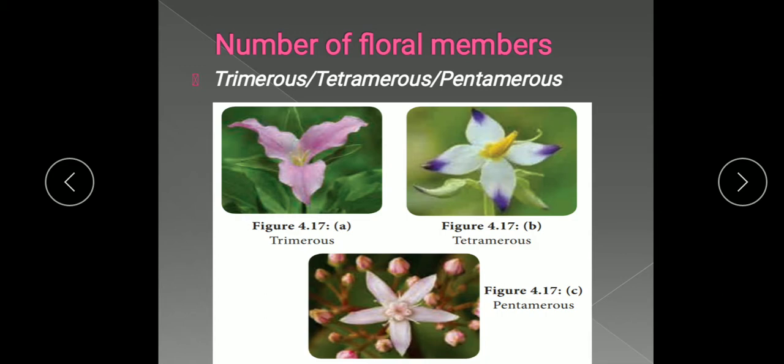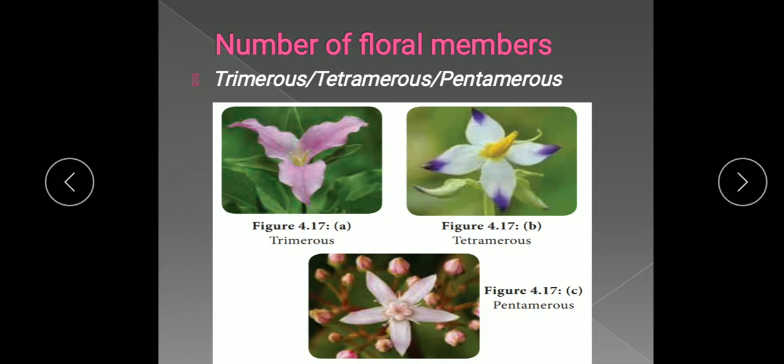Then the next condition is tetramerous. Tetramerous means the floral members are in fours or in multiples of four, like four sepals, four petals, then four stamens, then four carpels, in this way. This is found in Brassica. Then the next is the pentamerous condition. Pentamerous condition is when the floral members are in fives or in multiples of five: five sepals, five petals, or maybe five tepals also, in any other flower which has tepals. This pentamerous condition is found in Solanum and in China rose, in hibiscus also. So this is the pentamerous condition.